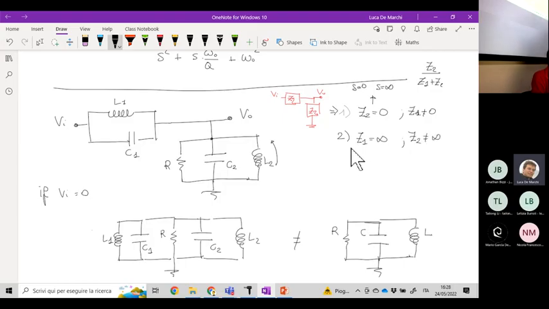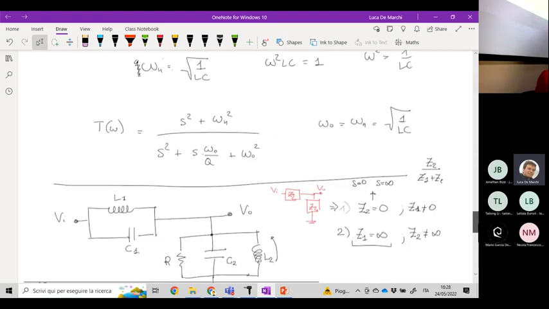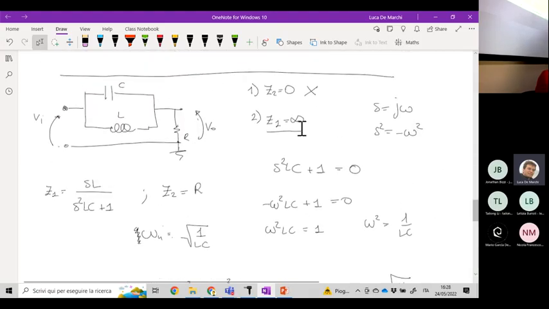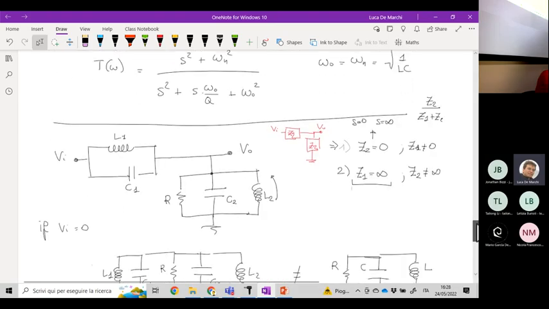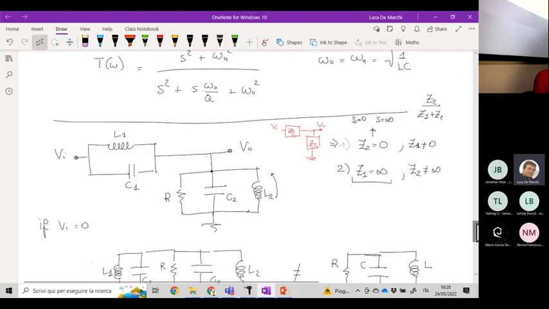The good news is that Z1 equal to infinity is the same condition that we have applied for the previous case. The only difference is that in the previous case we had C and L, and now we have C1 and L1. So this condition indeed is valid for omega n equal to 1 over the square root of L1 C1.